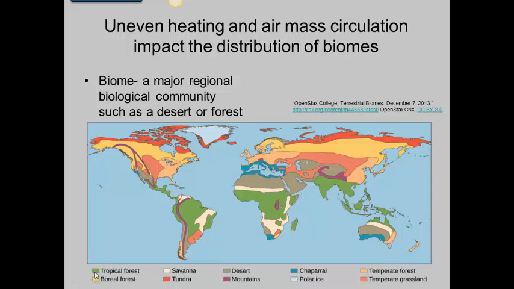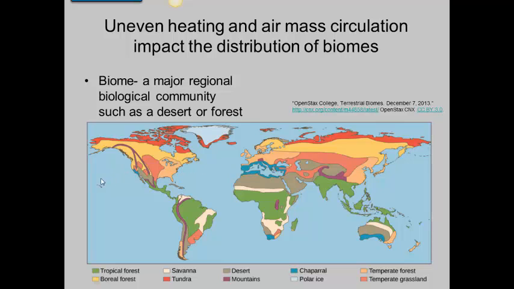So the green on this map represents tropical rainforests. And as you can see, these forests are limited to the equatorial regions of our planet, where we have lots of heat, lots of solar energy, and a huge amount of precipitation.